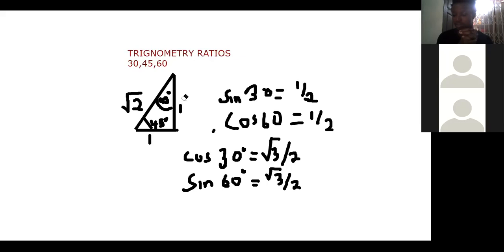The same, root 2 all over 2. So that is it. So these are one or two things we've been able to derive from it. Now let's also consider.